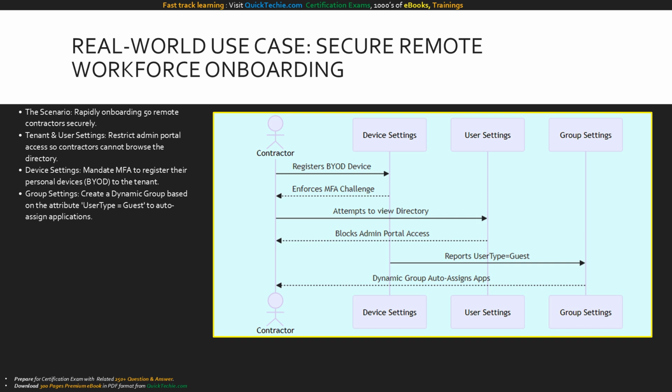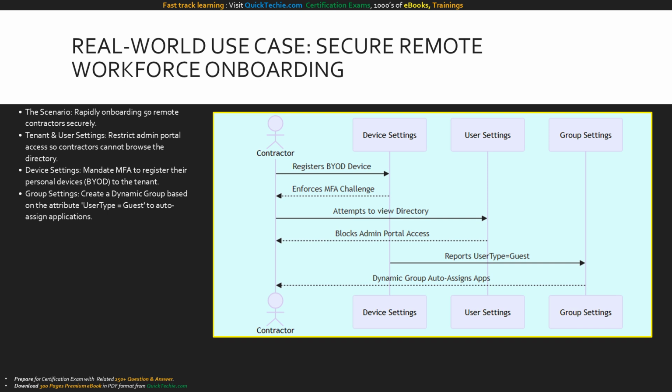Let's bring this all together with a real-world use case that is incredibly common: securely onboarding a wave of remote contractors. We need them productive immediately, but safely contained. First, using user settings, we ensure restrict access to Microsoft Entra administration portal is set to yes, preventing these contractors from browsing our corporate directory.